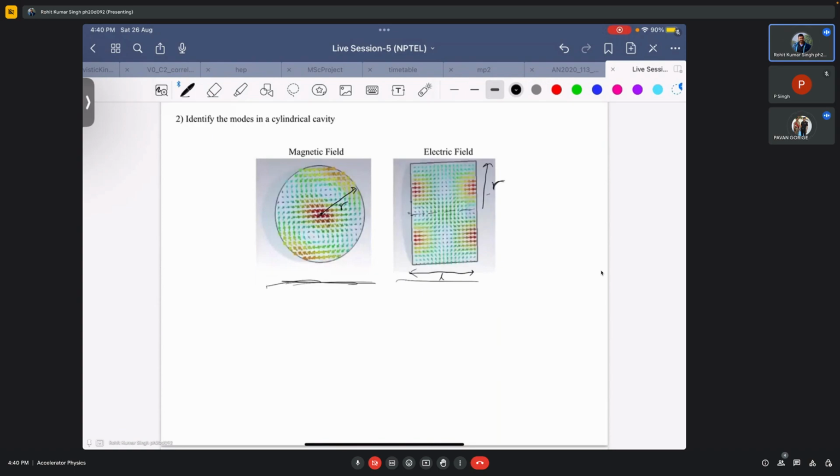Okay, so we have to identify the modes. What mode it is in, if it is in transverse magnetic mode or transverse electric mode, and which transverse magnetic mode it is in. So that we have to find. Simply from this diagram, you can say whether it is in transverse magnetic or transverse electric mode. The m and p we will figure out later.